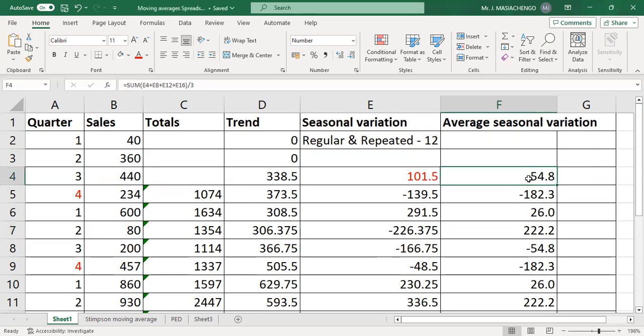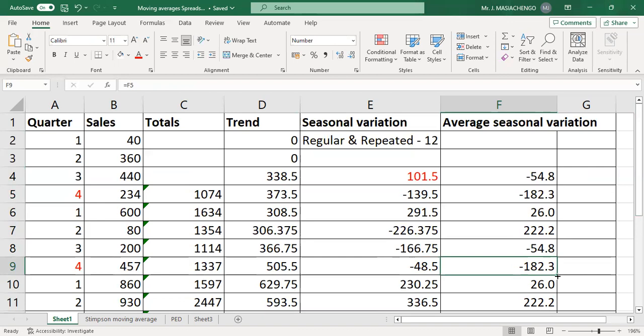quarter 3. This one is the same. This is average seasonal variation. We're trying to smoothen the variation. So we are saying this is minus 54.8. You can actually see in Q3 is the same. Then for Q4, you can actually see it's minus 183.3. And you can actually see it's the same here, minus 182.3.